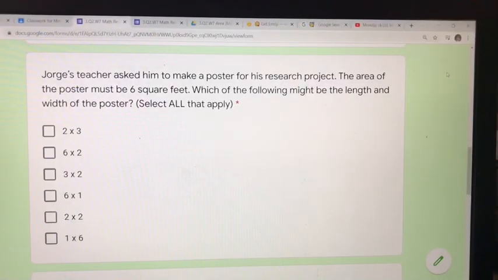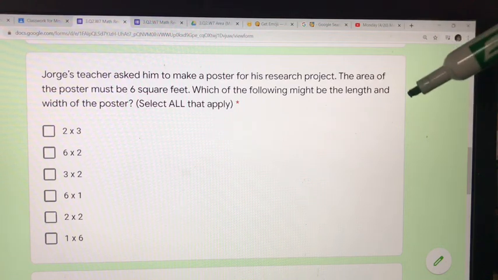The third problem says, George's teacher asked him to make a poster for his research project. The area of the poster must be 6 square feet. Which of the following might be the length and width of the poster? Select all, see in capital letters, all that apply. So that means there's more or could be more than one answer to this problem.